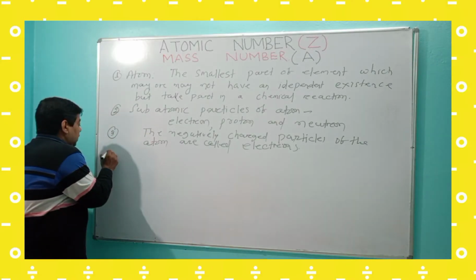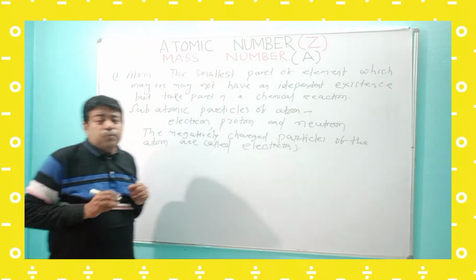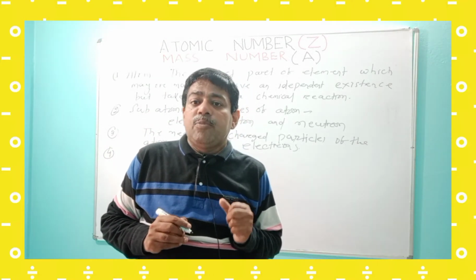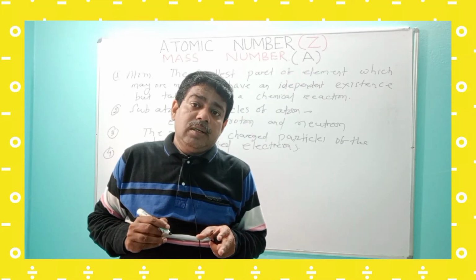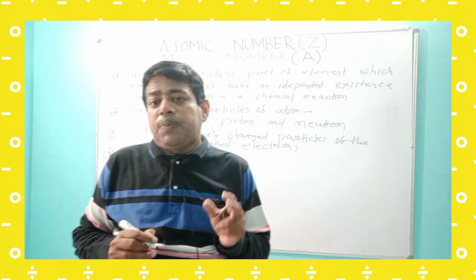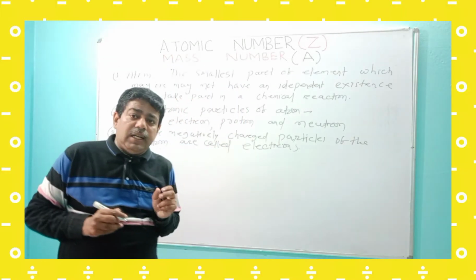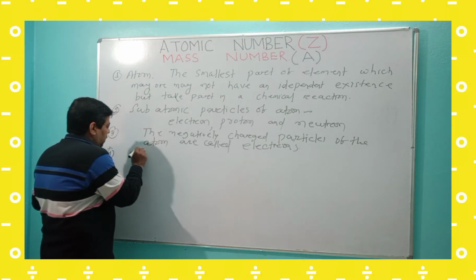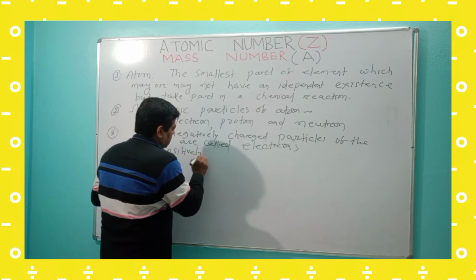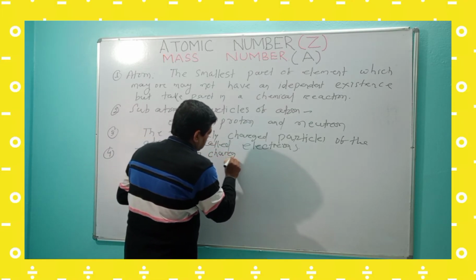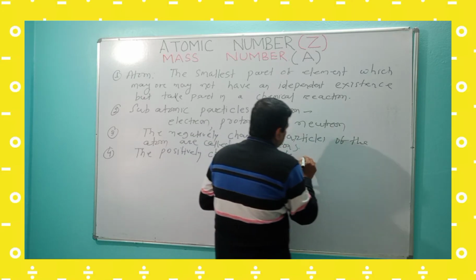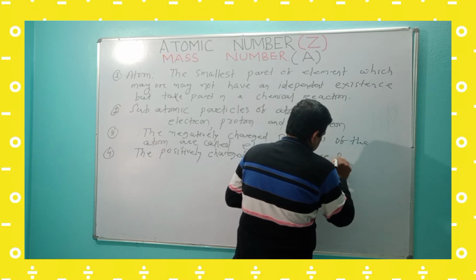And then the protons, the positively charged particles. The positively charged particles of the atom are known as protons. And what are the neutrons? The smallest part of the atom which carries no charge. The positively charged particles of the atom are called what? Protons.